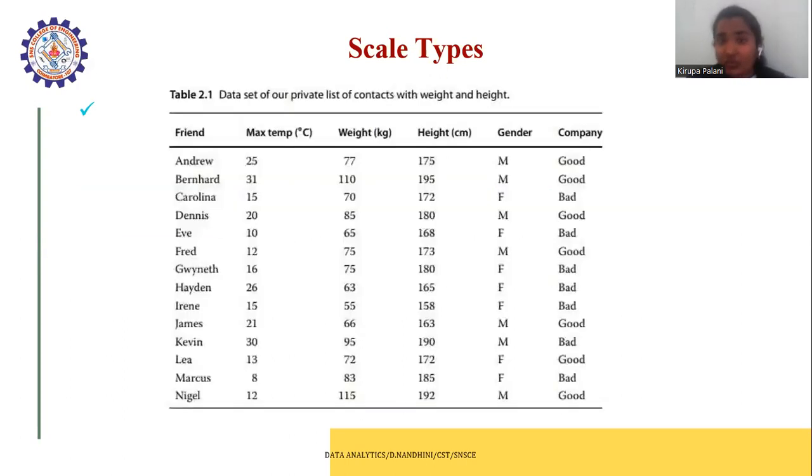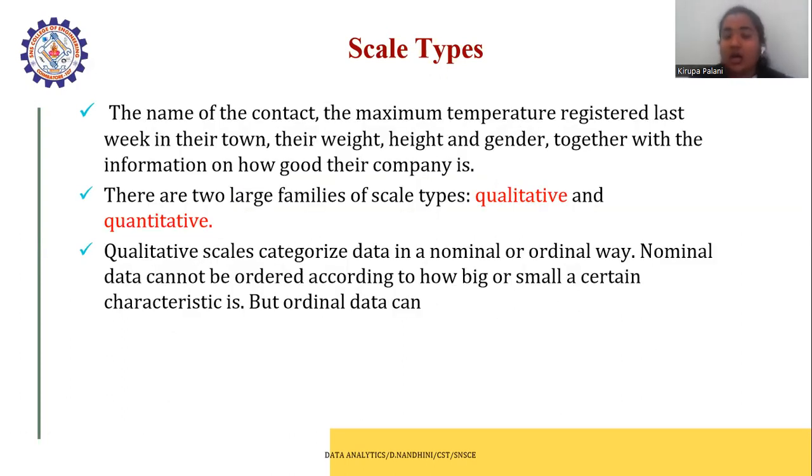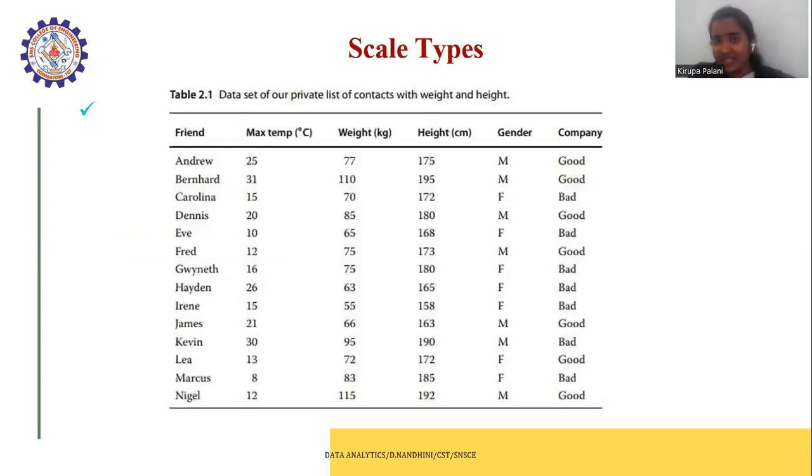For example, let's see a tabulation of a data set of a weighted list of contacts, with the weight and height of a given person. In the first column, the friend is given. Next are the maximum temperature, weight, height, gender, and the company's conduction for each person. First is Andrew. His maximum temperature is 25, height is 175, weight is 77, gender is male, and the company is good.